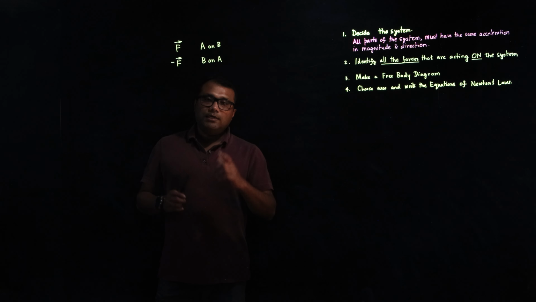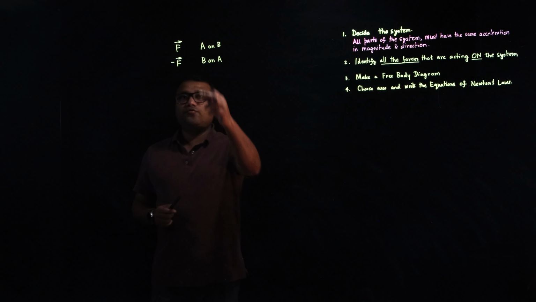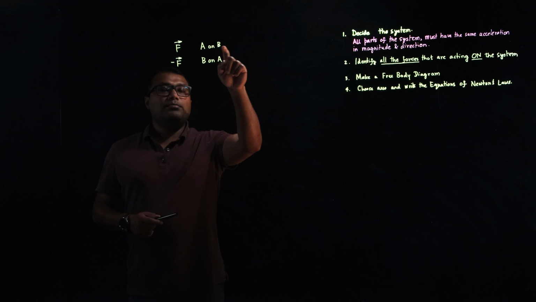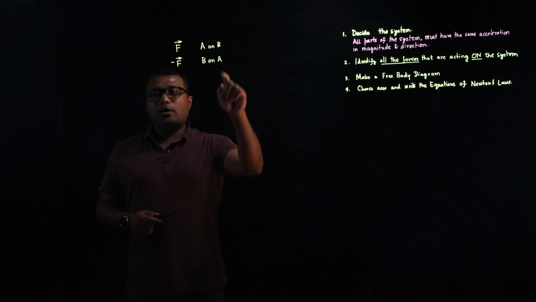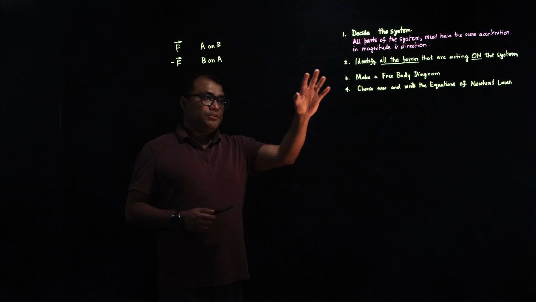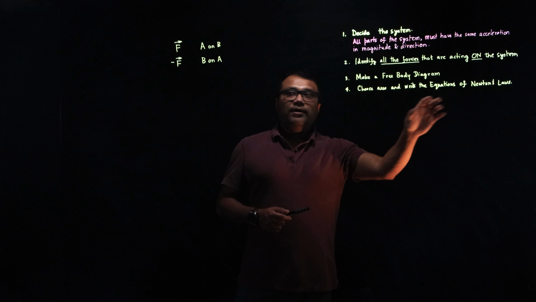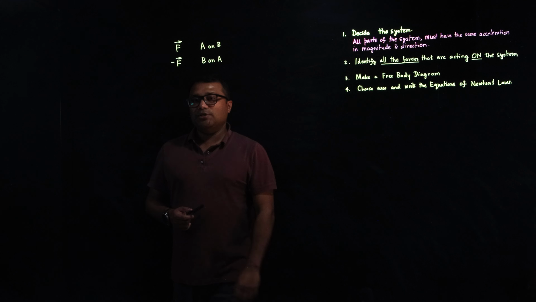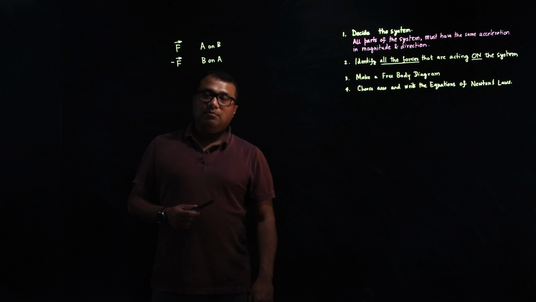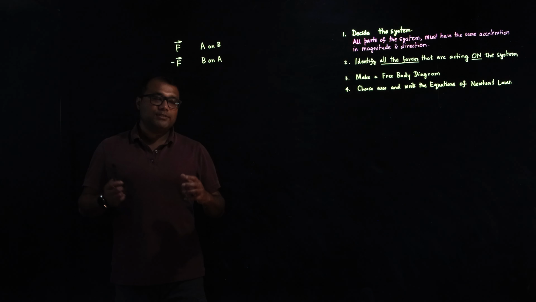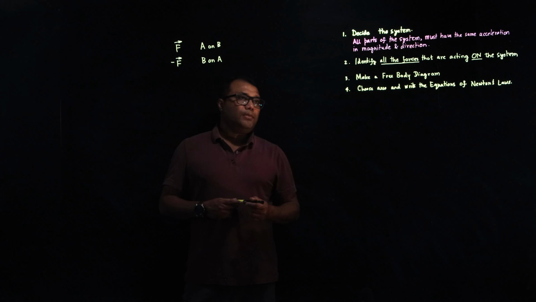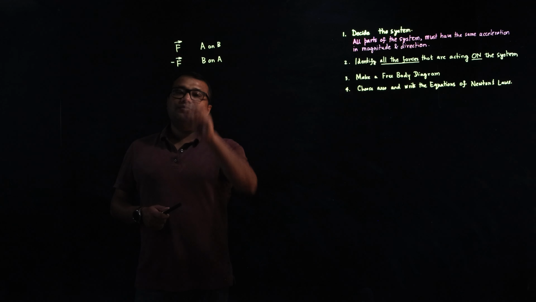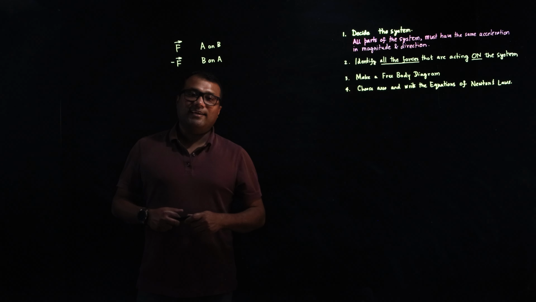Now, the key thing to understand is these two forces are acting on different bodies. This one is acting on B, minus F is acting on A. So if you follow these rules, you will never have both these forces show up in the same equation of Newton's law, because they are on different bodies or different systems. Only if A and B are combined together as one system, these forces become internal forces and they cancel out.